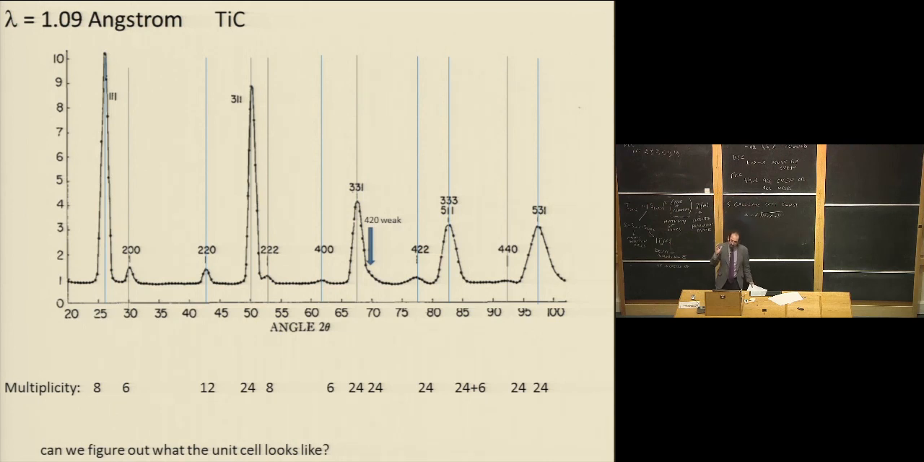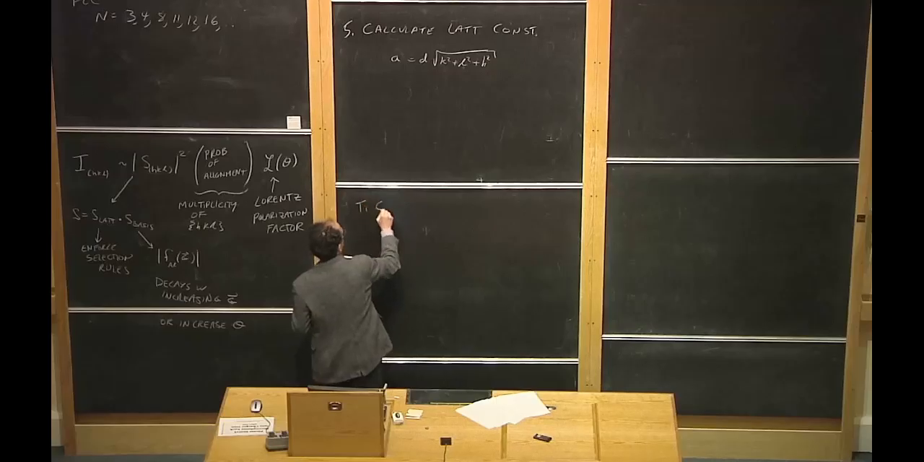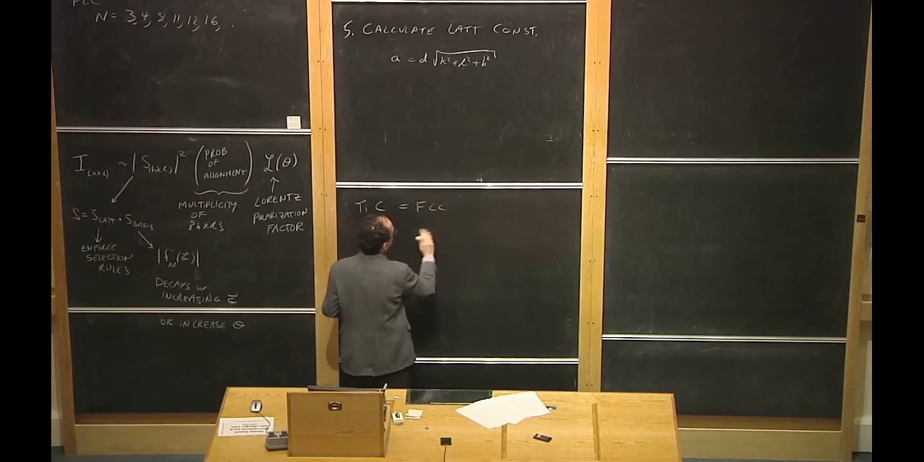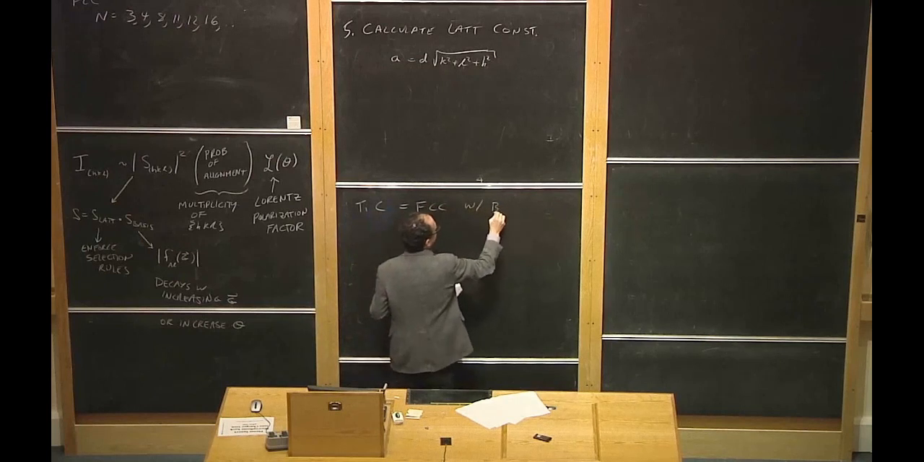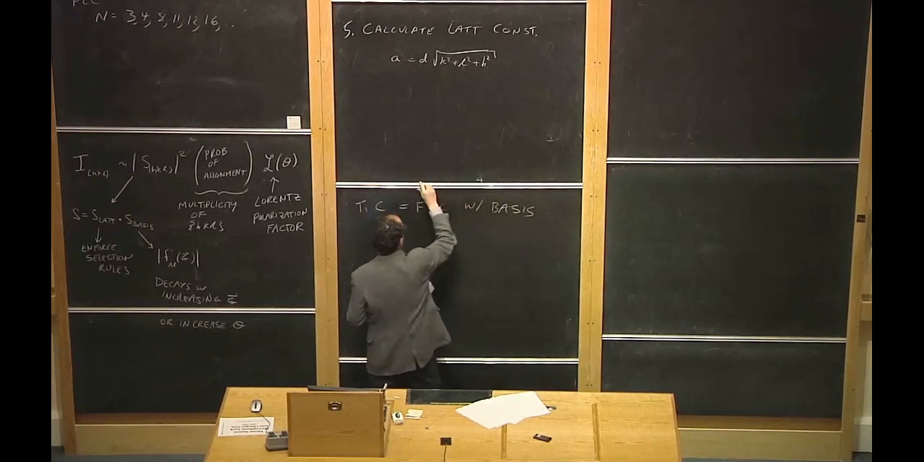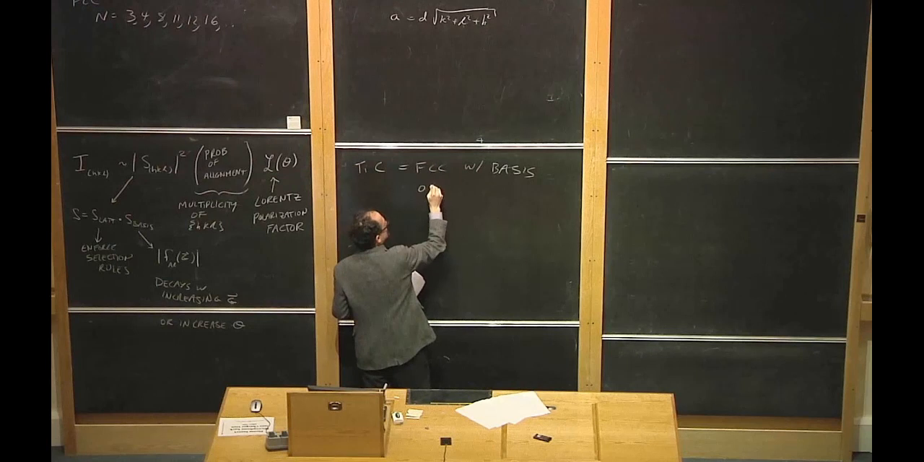Now, this tells us where the peaks are, but there's more information that we would like to get. We would like to know what the basis is. So we know that titanium carbide is FCC, and it has to have a basis that has 2 elements in it, with a basis of 2 atoms.